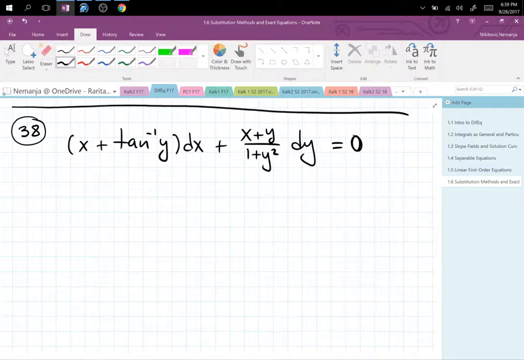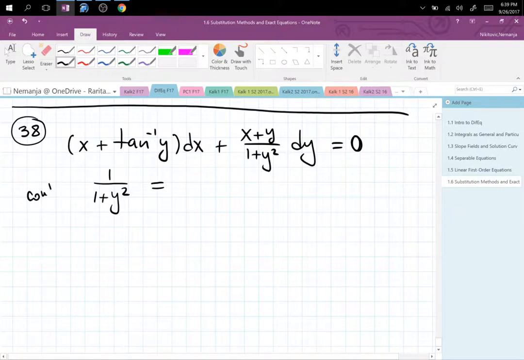We will take the partial derivative with respect to y on the left-hand side. When you take the partial derivative with respect to y, the derivative of x is 0, that dies, and the partial derivative of inverse tangent is going to be 1 over 1 plus y squared. So this is the condition.